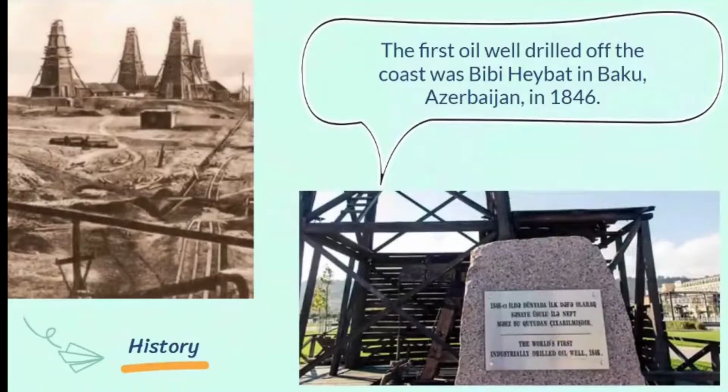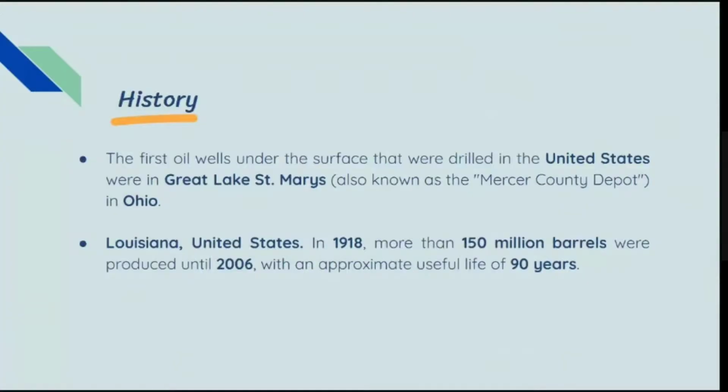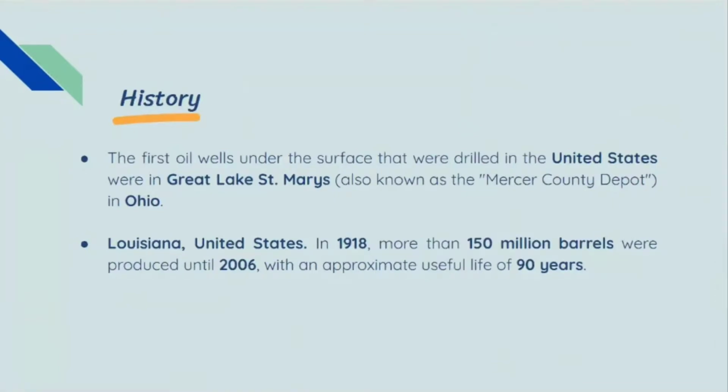Now, talking a little bit about the history of oil rigs, we can find that the first offshore oil well was in 1846 in Bibi-Heybat in Baku, Azerbaijan. The first well found under the surface of the water was in Ohio, with wooden platforms and steel. But five years later, the first saltwater extraction was made in Summerland, California. They were made from docks that extended to the connection point.